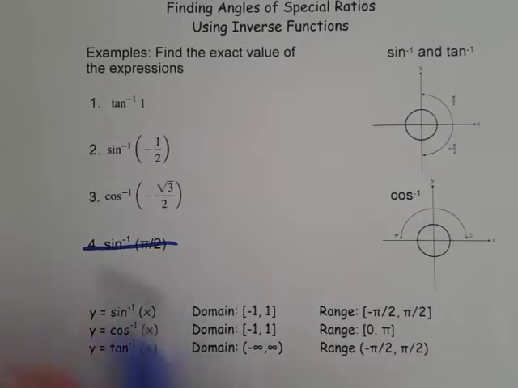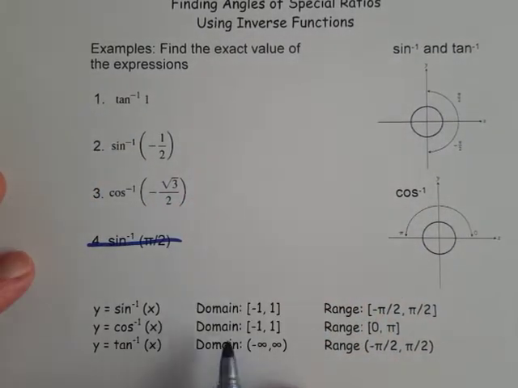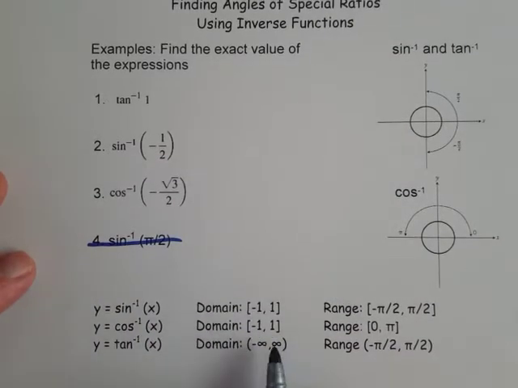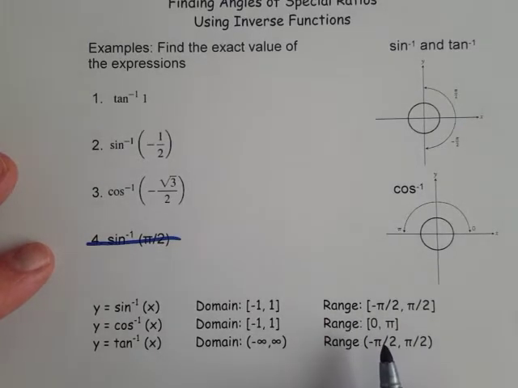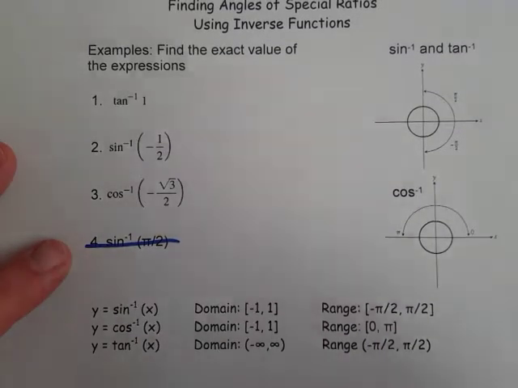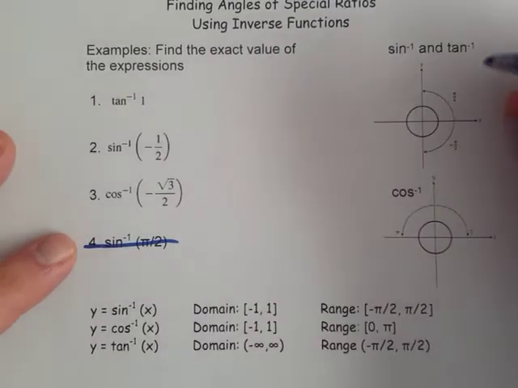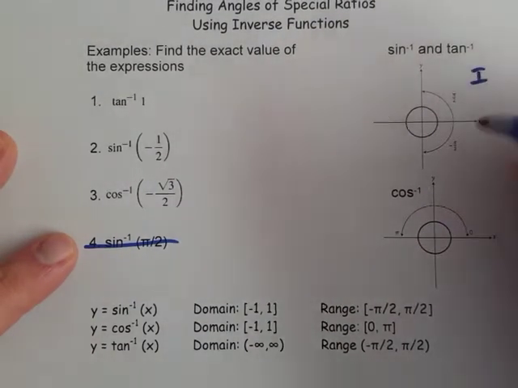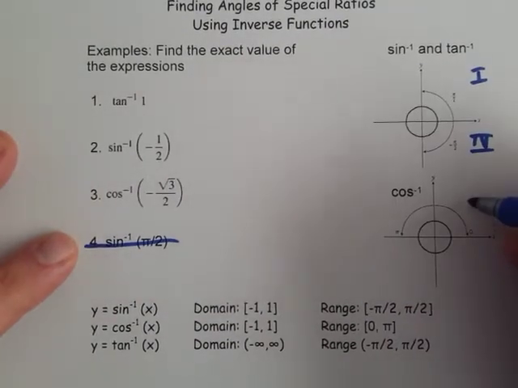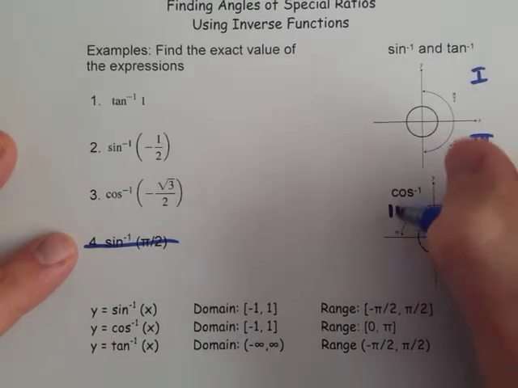So what we're going to do with the rest of these is take a look at the domain, which we already did to see if it worked. Then we're going to see what range we have to come out in. In other words, what quadrants are we going to be using? One thing to remember from the last video is that sine inverse and tangent inverse have a range in quadrants 1 and 4. Cosine inverse is going to have a range in quadrants 1 or 2.